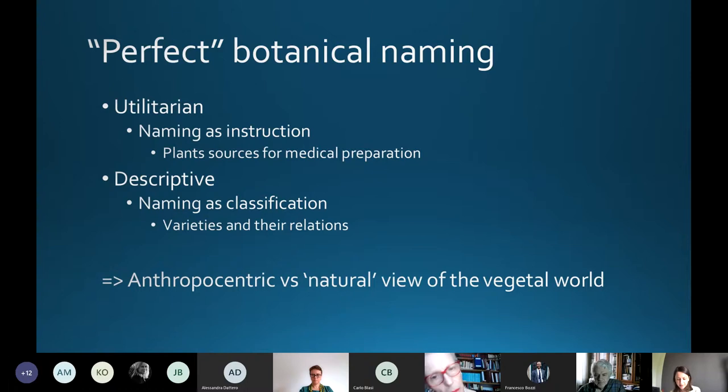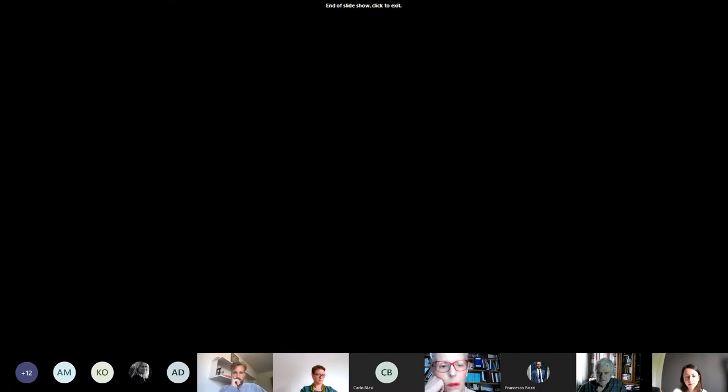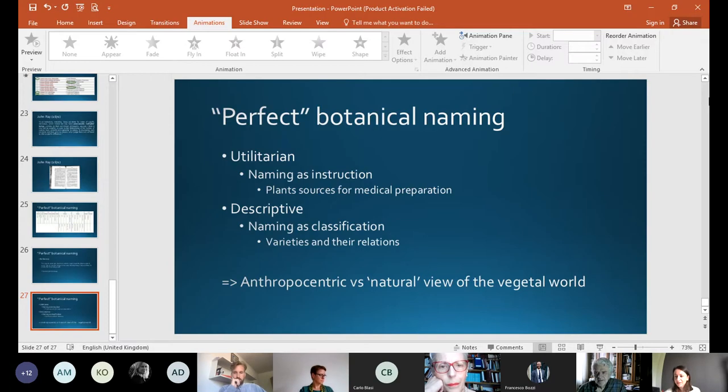These two dimensions coexist throughout our period, and naturalists resorted to one or the other alternatively, oscillating between anthropocentric views of the vegetal world, in which what matters is the value of plants to humans, and the natural principle more attentive to observing plants in their own right. And here I end. Thank you very much.